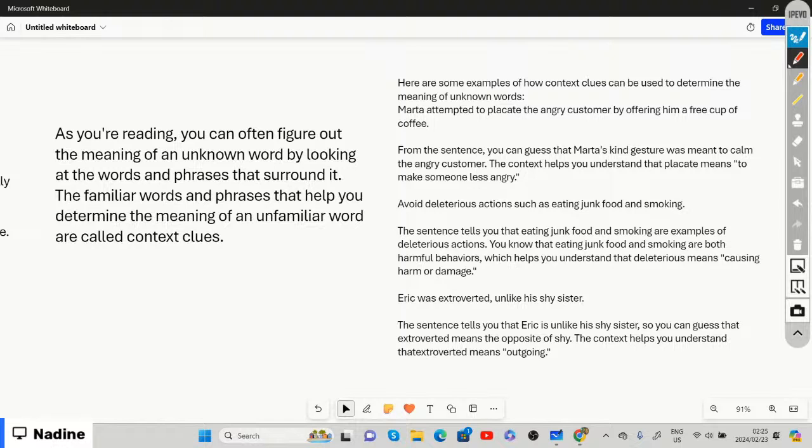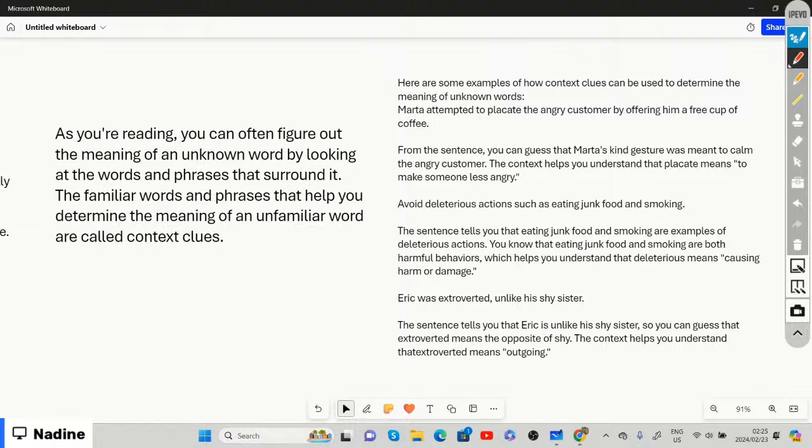And the last one is Eric was extroverted, unlike his shy sister. So you get an introvert as well as an extrovert, right? An introvert is when somebody's shy, they're not as talkative, they prefer to be on their own. And then you get an extrovert, where somebody is bubbly, the person is outgoing, the person would love to be around crowds and people.